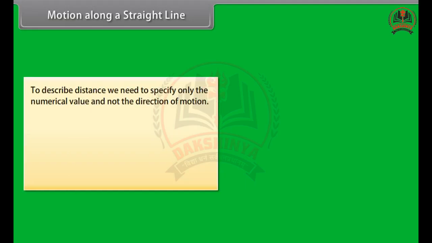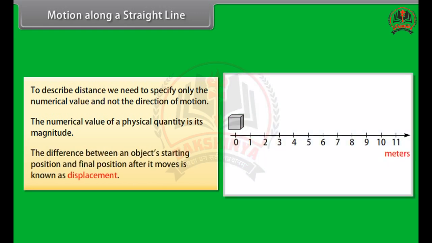To describe distance, we need to specify only the numerical value and not the direction of motion. The numerical value of a physical quantity is its magnitude. The difference between an object's starting position and final position after it moves is known as displacement. Uniform motion and non-uniform motion.